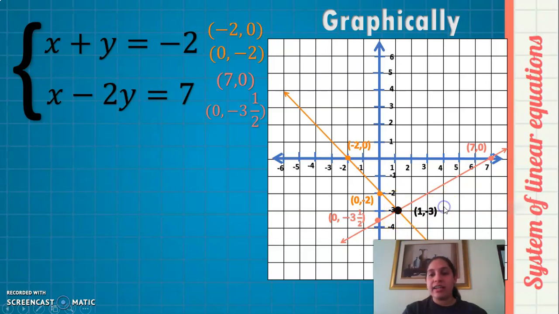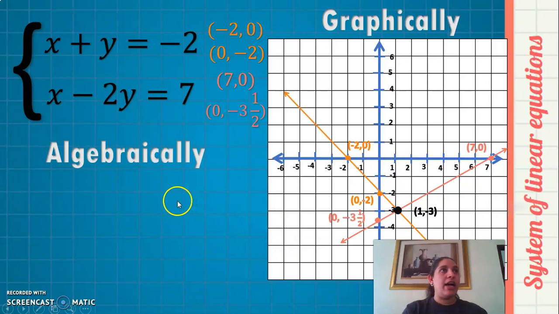So as I can see on here, my solution is 1, negative 3. Okay, now that I find that my solution is 1, negative 3, I can solve it algebraically. Solving it algebraically is using these equations I have in here and substituting with the values of x and y I find in the graph.